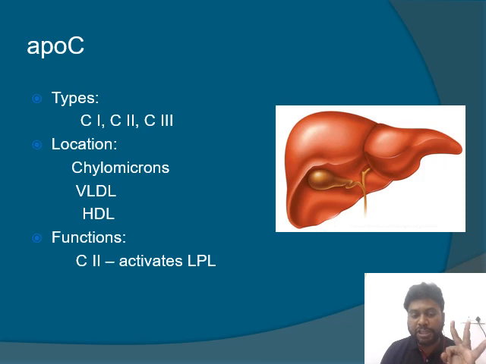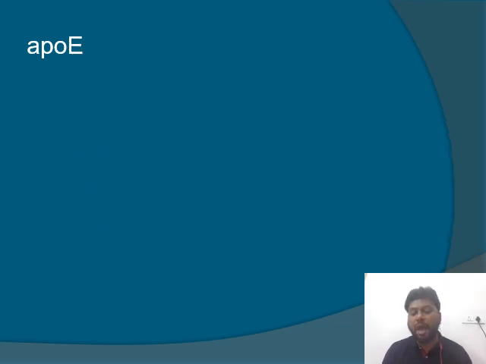ApoC2 activates the lipoprotein lipase enzyme which is present in the peripheral tissues. This lipase in turn will hydrolyze, as the name says, the triglycerides present in VLDL and chylomicrons, and the tissues will take up the fatty acids. Thus ApoC2 plays an important role in the metabolism of chylomicrons and VLDL by activating the enzyme lipoprotein lipase. Next, coming to the last type, ApoE.